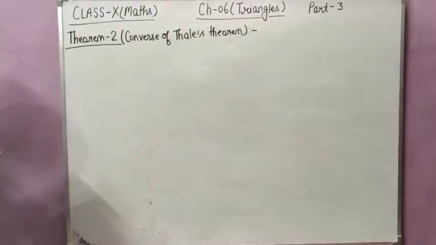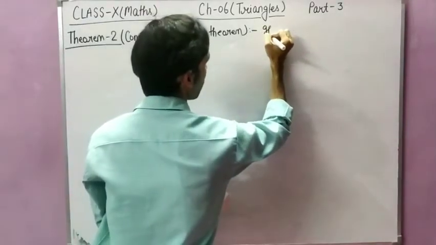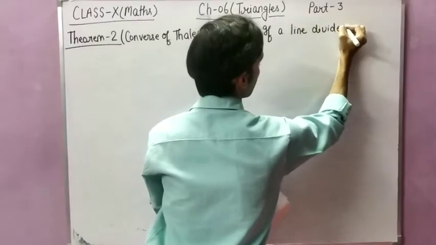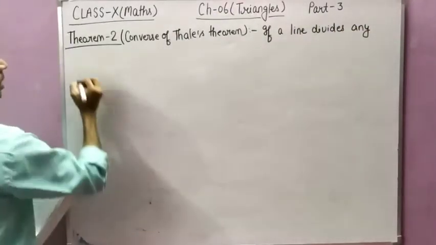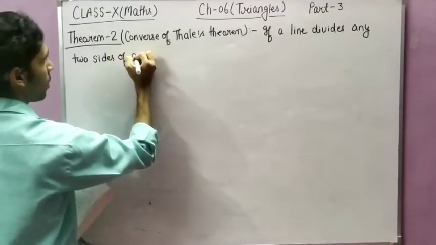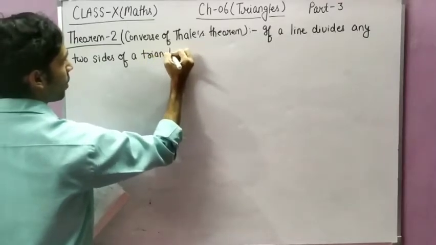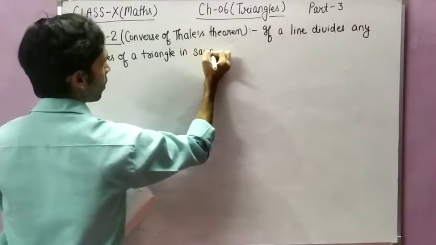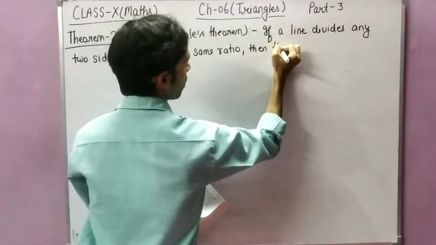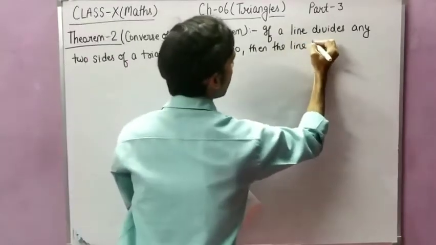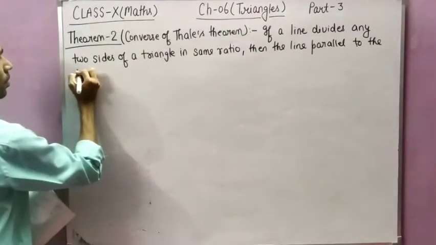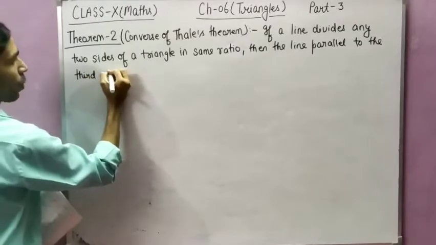So what is the statement of the converse of Thales theorem? If a line divides any two sides of a triangle in the same ratio, then the line is parallel to the third side. This is the converse of Thales theorem.